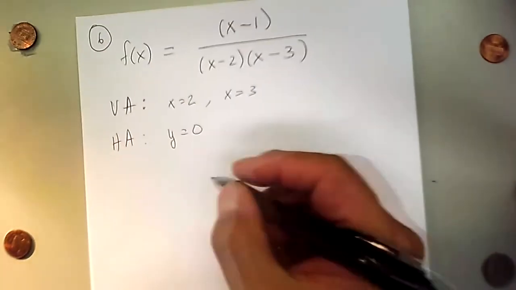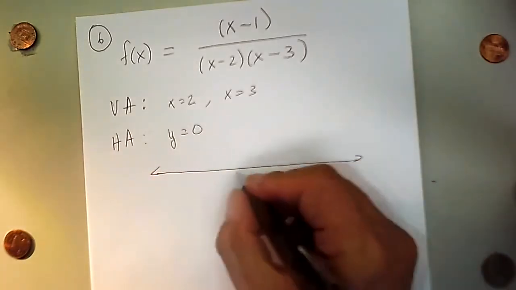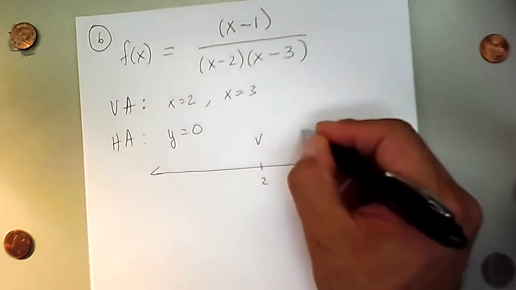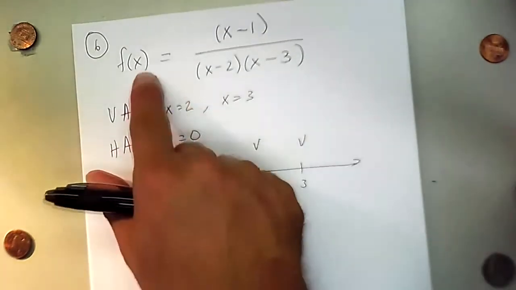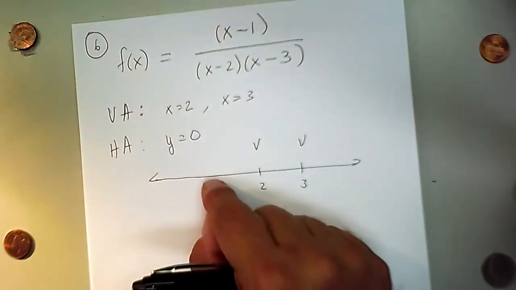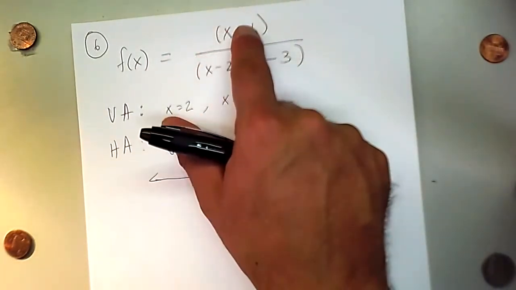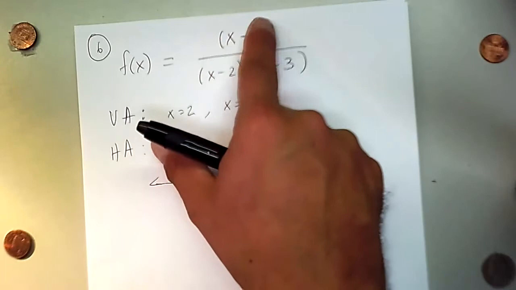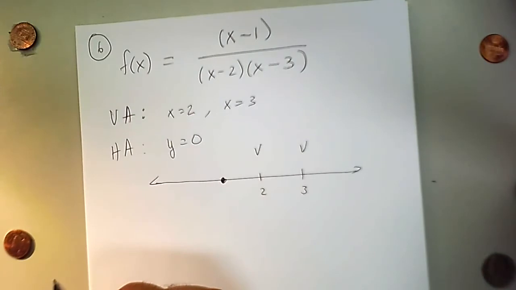Let's see what else we can go for: the chart of signs, that I was trying to explain in the previous page. So we got 2 and 3 as vertical asymptotes. And then, when is this equal to 0? We want to also figure out x-intercepts. So this is equal to 0 when the numerator is equal to 0 and the denominator is not equal to 0. And when is this equal to 0? When x equals 1. So here we have an x-intercept.